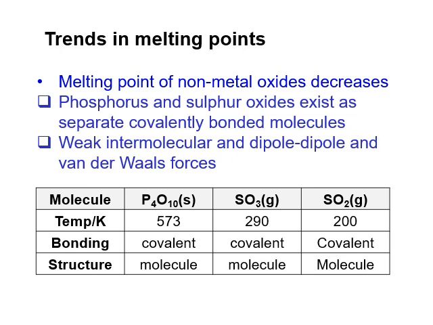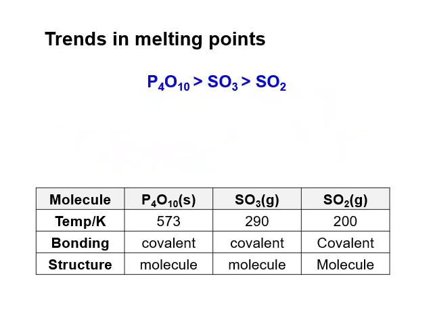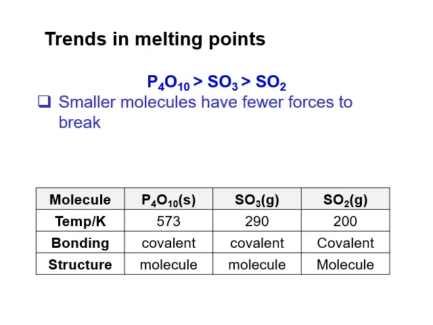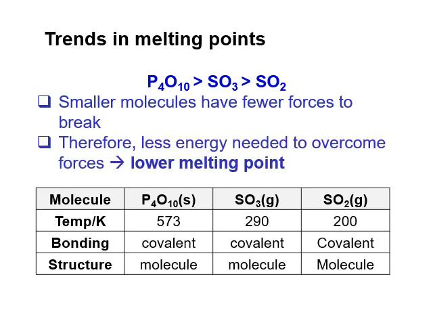Within that, we need to look at trends between these phosphorus and sulfur oxides. So let's have a look at that. We can see that phosphorus pentoxide is greater than sulfur trioxide, and sulfur trioxide is greater than sulfur dioxide. That is because of the size of the molecules. So the smaller the molecule, the fewer forces there are to break. So sulfur dioxide is the smallest molecule, it has the smallest surface area, so there's less room for van der Waals and dipole-dipole, so you'll need less energy to overcome those forces, so the melting and boiling points are lower.